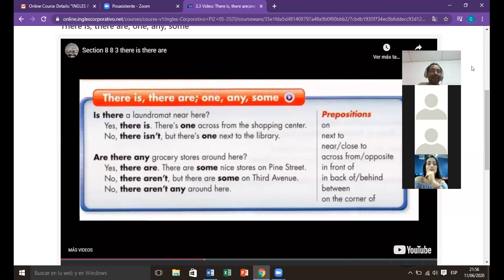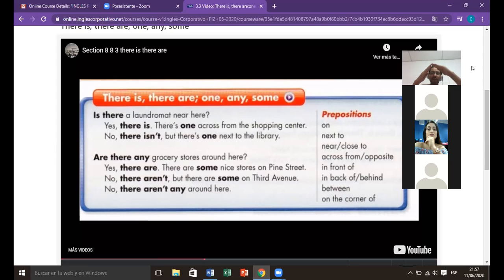Good. Now, what is in back of or behind? For example, Metro Centro, PriceMart. Exactly. This is in back of or behind Metro Centro. Between is in the middle. So, Metro Centro is between Metro Sur and Sykes. Is between. Okay. Yes.